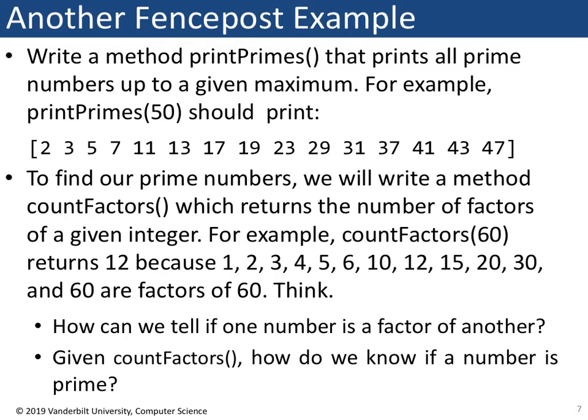To find the prime numbers, we need to write a method which is called countFactors. countFactors is going to return the number of factors for a given integer. As an example, countFactors of 60 would return 12 because there are 12 individual factors of the number 60. In order to write countFactors, we're going to have to be able to tell if one number is a factor of another. So think about how you might do that programmatically.